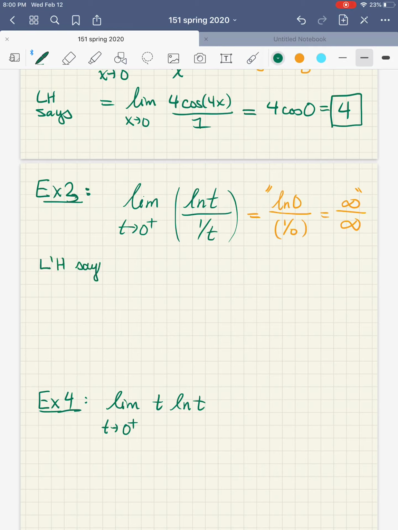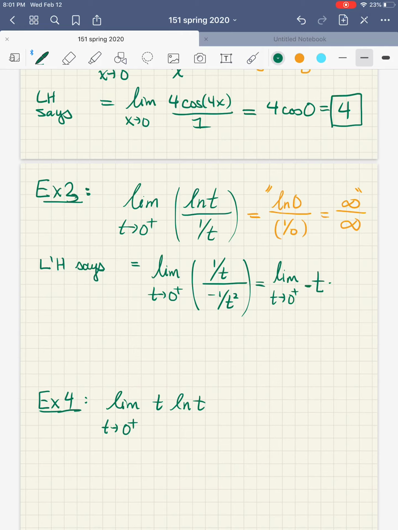L'Hopital's rule is going to say that this is equal to the limit as t goes to 0 from the right of the derivative of the top, which is 1 over t, divided by the derivative of the bottom, which is negative 1 over t squared. Now when I simplify that, with a little bit of algebra, what's left is the limit as t goes to 0 from the right of just t. That t remains after I cancel, and I guess there's a minus sign there. And that I can evaluate, that's going to be 0. So we've just checked that that limit is 0.